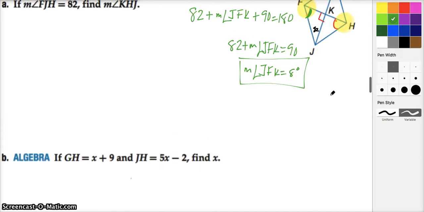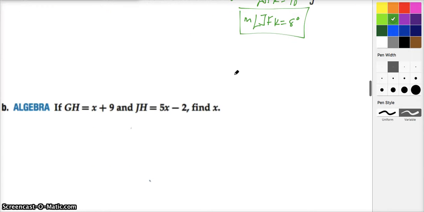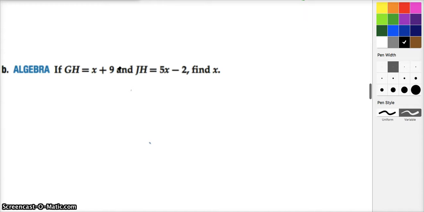Let's go ahead and see if we can use this image to answer this one. So we're given that GH, that's this segment here, is this length, and JH is this length. We're supposed to find x. Well, here's what we know. All the sides of a rhombus are congruent, so we know that these guys must be congruent to each other, meaning GH must equal JH. And because of that, I can set the length of GH, which is x plus 9, equal to the length of JH, which is 5x minus 2.